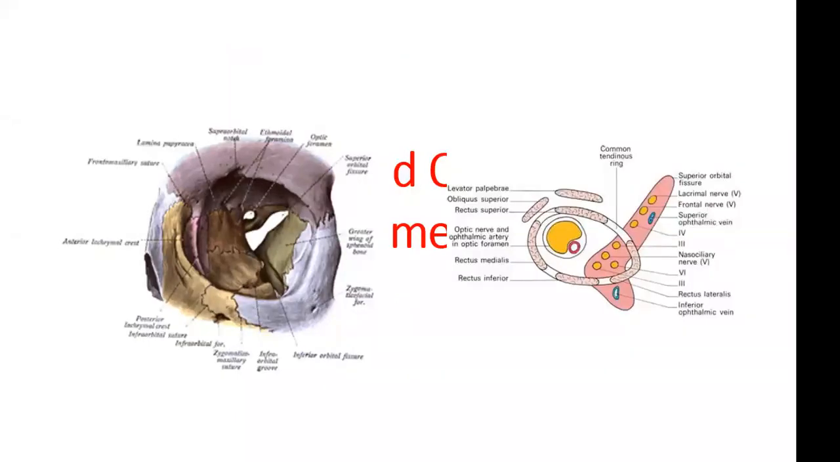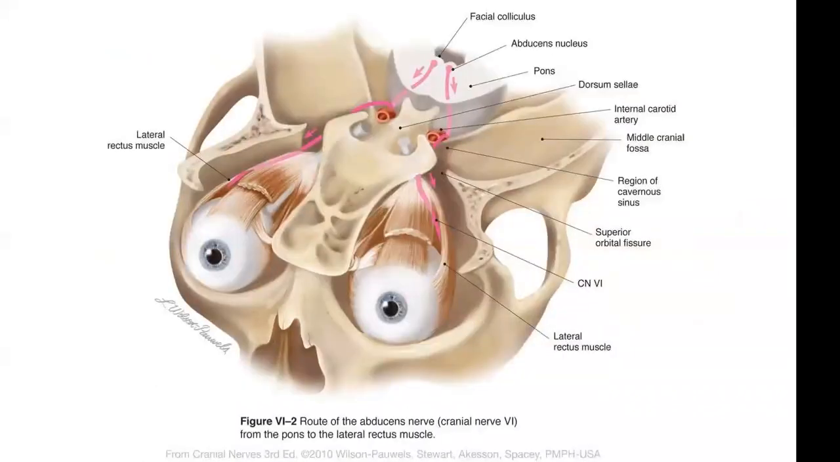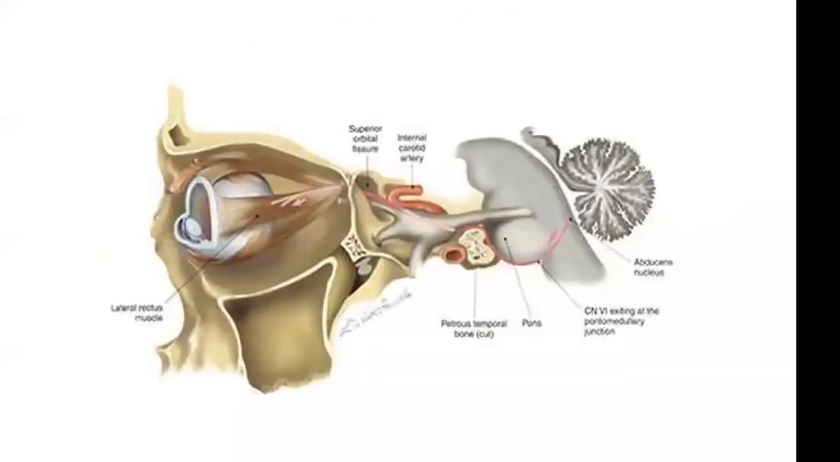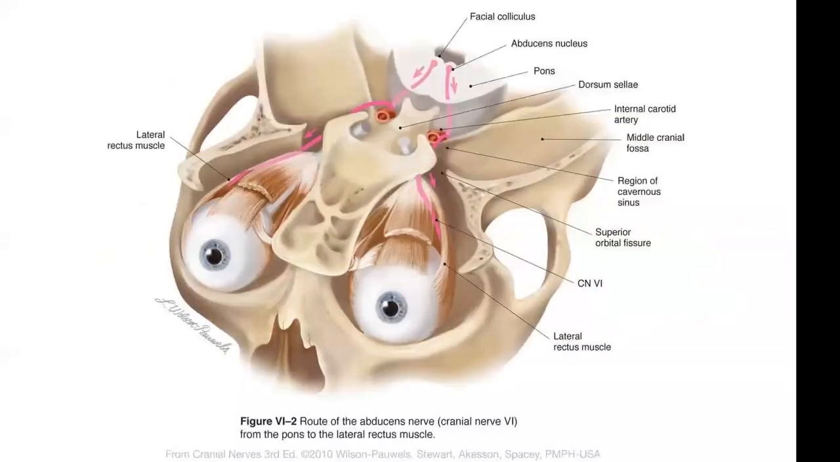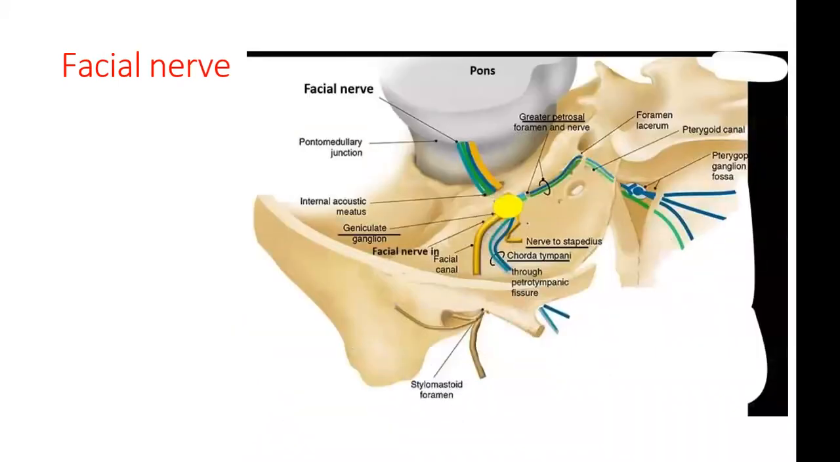Sixth nerve palsy, again similarly, it arises in the pons. So could it be a pontine lesion? And then could it be a lesion in the sixth nerve itself, or beyond that in the apex of the petrous temporal bone and beyond. Seventh nerve, upper motor neuron versus lower motor neuron.